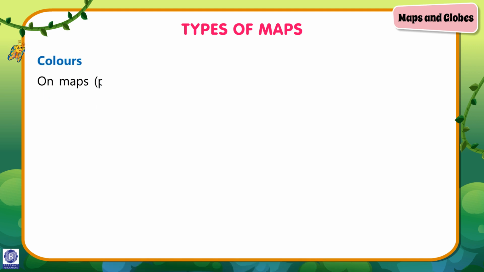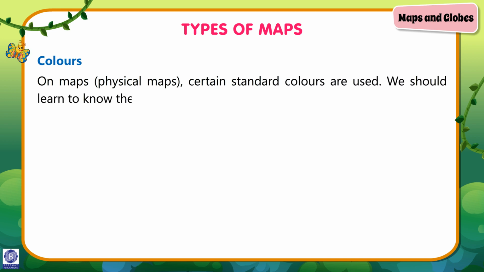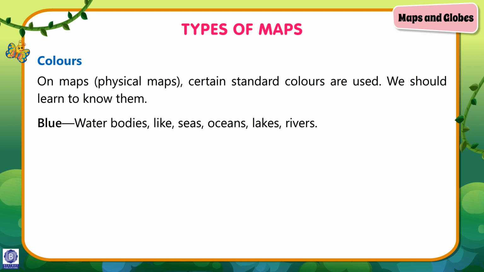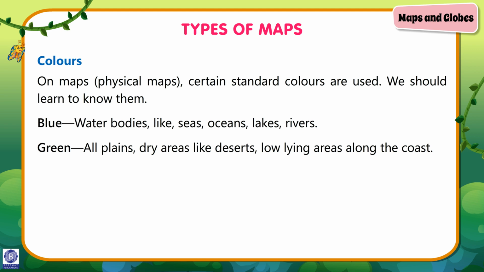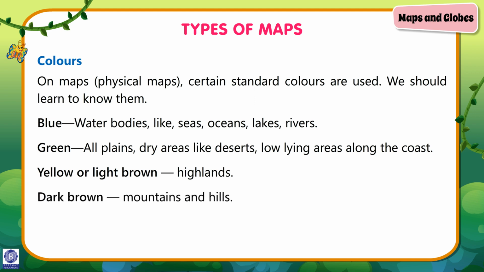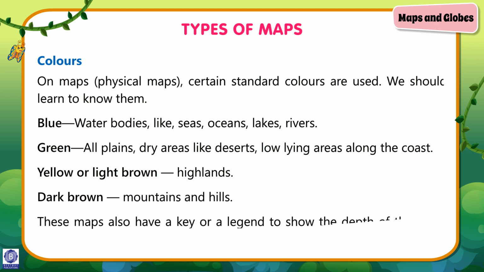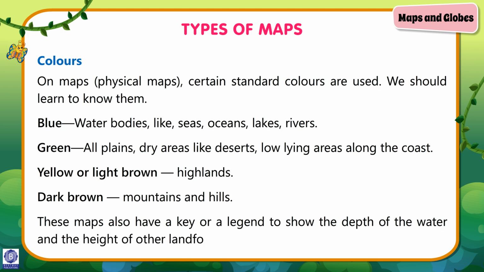Colors. On physical maps, certain standard colors are used. We should learn to know them. Blue: water bodies like seas, oceans, lakes, rivers. Green: all plains, dry areas like deserts, low-lying areas along the coast. Yellow or light brown: highlands. Dark brown: mountains and hills. These maps also have a key or a legend to show the depth of the water and the height of other landforms.